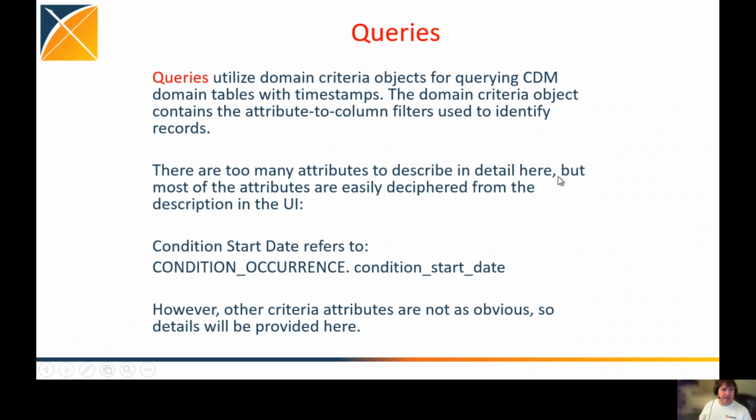Queries utilize domain criteria objects for querying the CDM domain tables with timestamps. A domain criteria object contains the attribute-to-column filters used to identify records. There are too many attributes to describe in detail here, but most of the attributes are easily deciphered from the description in the UI. For example, the condition start date refers to the condition occurrence's condition start date column. However, other criteria attributes are not as obvious, so details will be provided here.